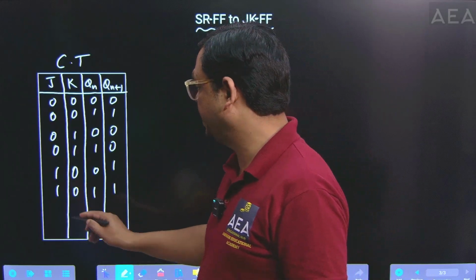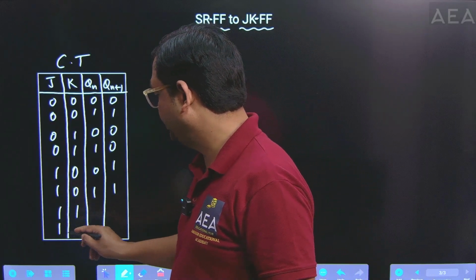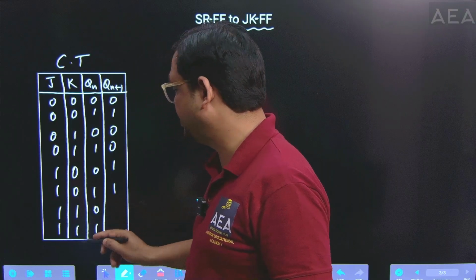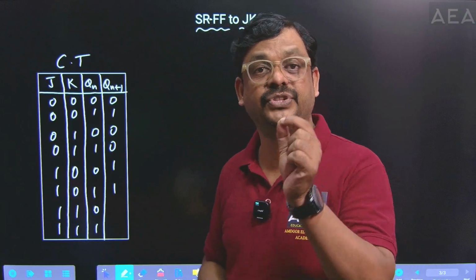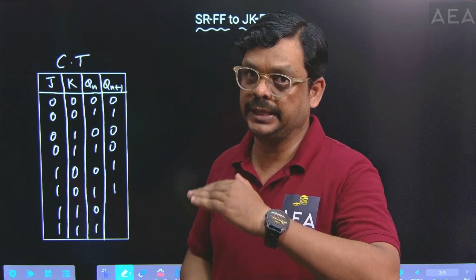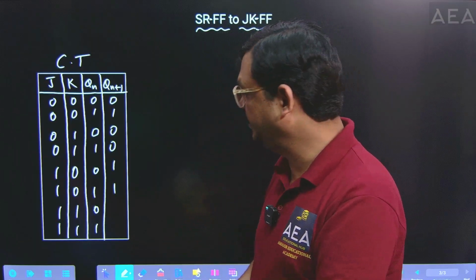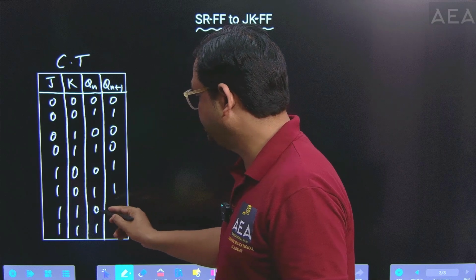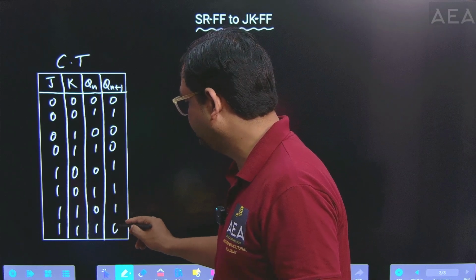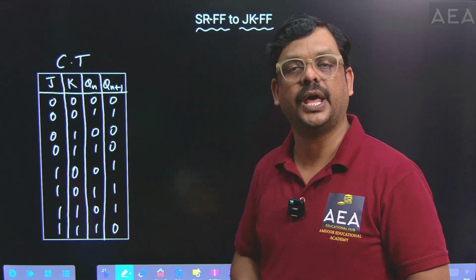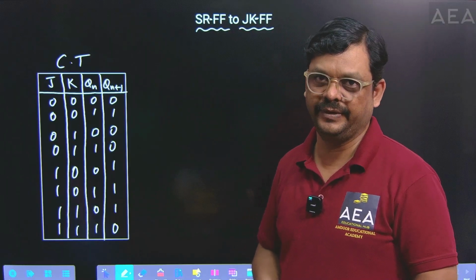The next combination is where both inputs are 1, 1. The previous state is 0 and the previous state is 1. In JK flip-flop, when J is equal to K is equal to 1, the output follows the complement of the previous state. So the complement of 0 is 1 and the complement of 1 becomes 0. This comes under the characteristic table of JK flip-flop.